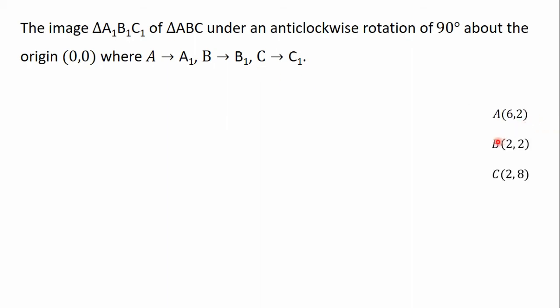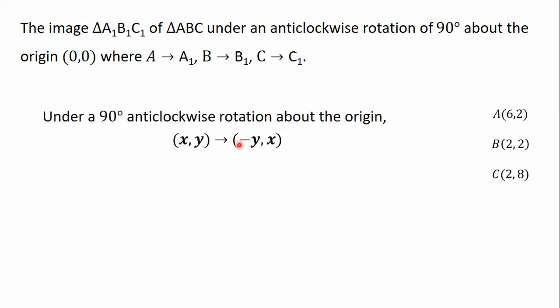So the points we are going to rotate are point A with coordinates 6, 2, point B with coordinates 2, 2, and point C with coordinates 2, 8. We have already learned that under a 90 degrees anti-clockwise rotation about the origin, the transformation is (x, y) gives us (-y, x). So we are going to use this transformation to rotate the point A to get A1, use it to rotate the point B to get B1, then we will use it to rotate the point C to get C1.